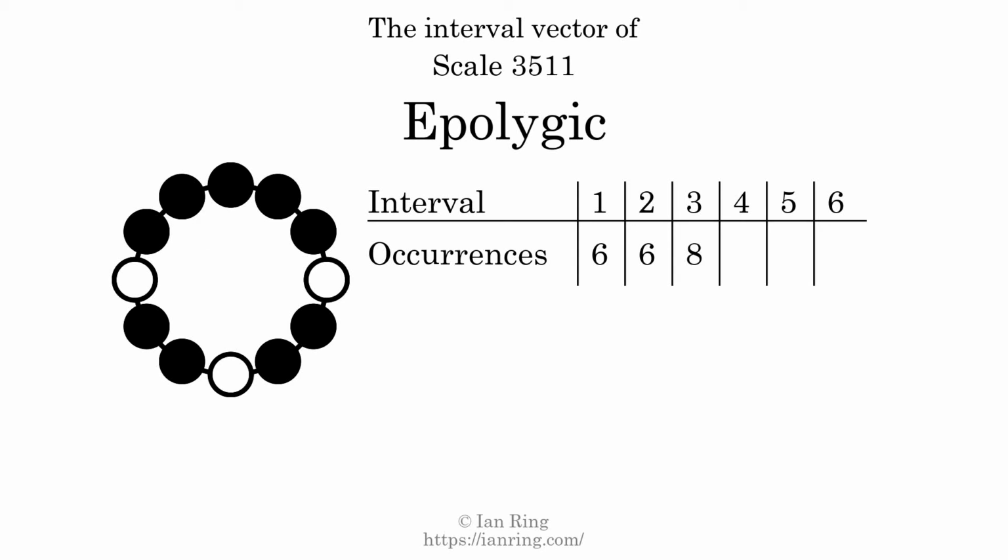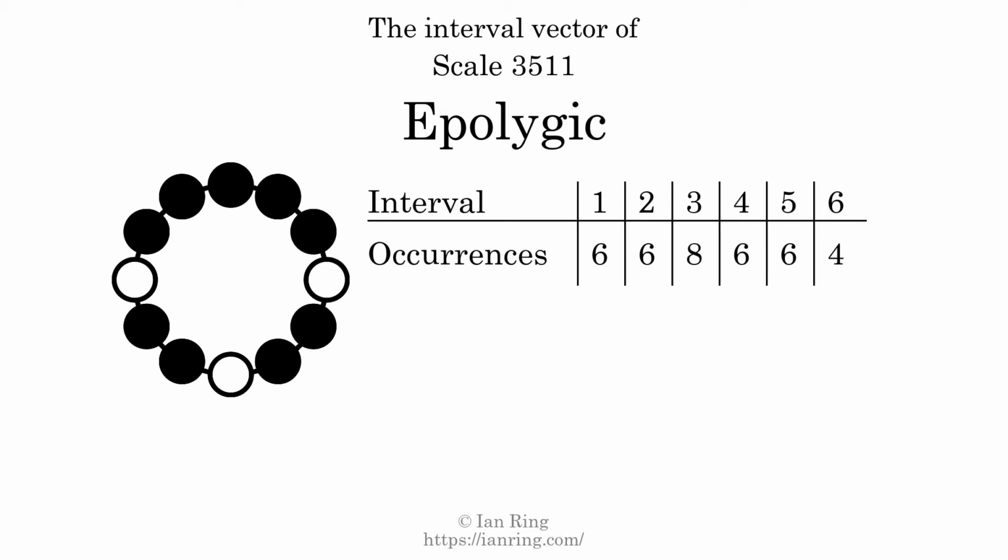There are 8 intervals with the size of 3 semitones. They are here, here, here, here, here, here, here, and here. There are 6 intervals with the size of 4 semitones. They are here, here, here, here, here, and here. There are 6 intervals with the size of 5 semitones. They are here, here, here, here, here, and here.